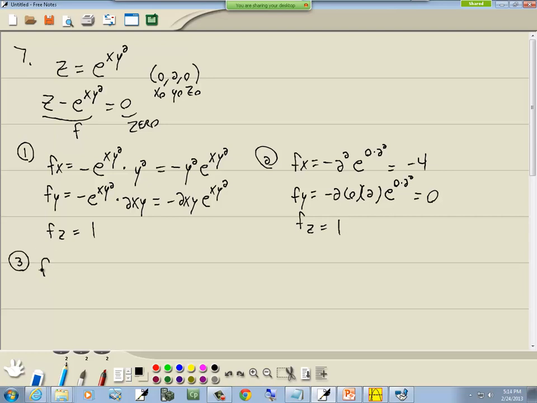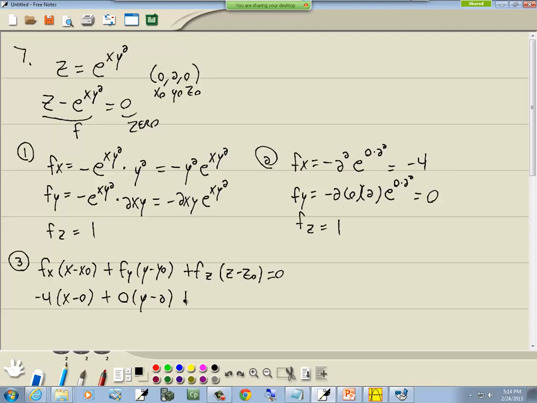Okay. So we'll have the partial with respect to x times x minus x naught plus partial with respect to y times y minus y naught plus the partial with respect to z times z minus z naught equals 0. So this is going to be negative 4 times x minus 0 plus 0 times y minus 2 plus 1 times z minus 0. So that gives us negative 4x. This drops away. Plus z is equal to 0.